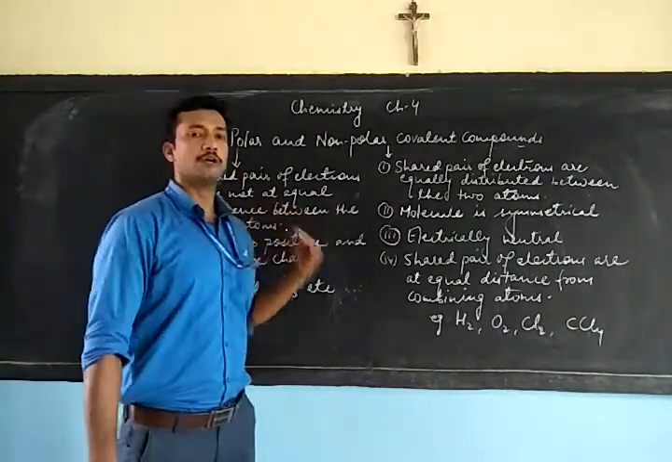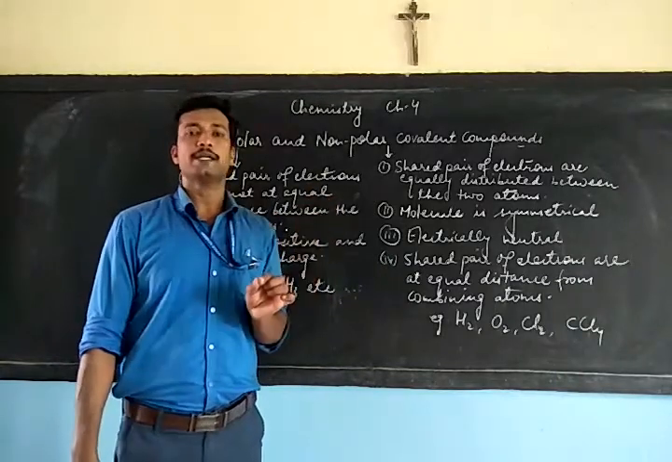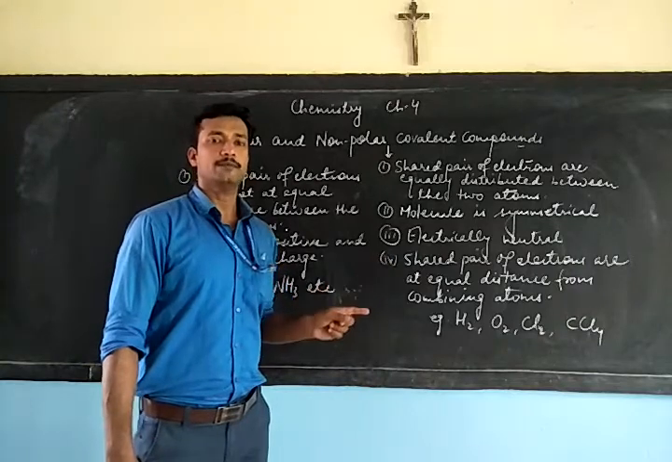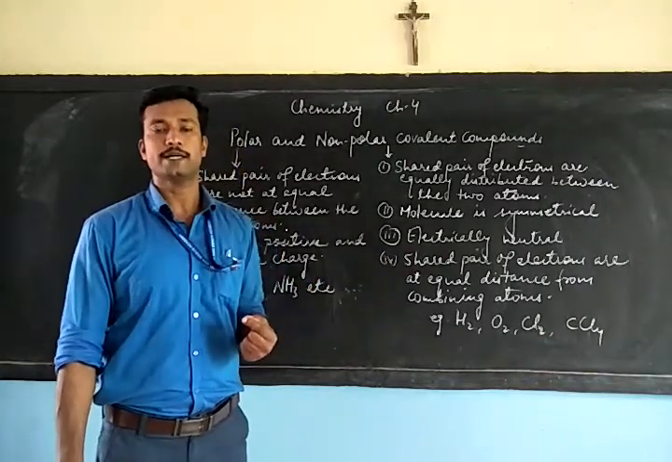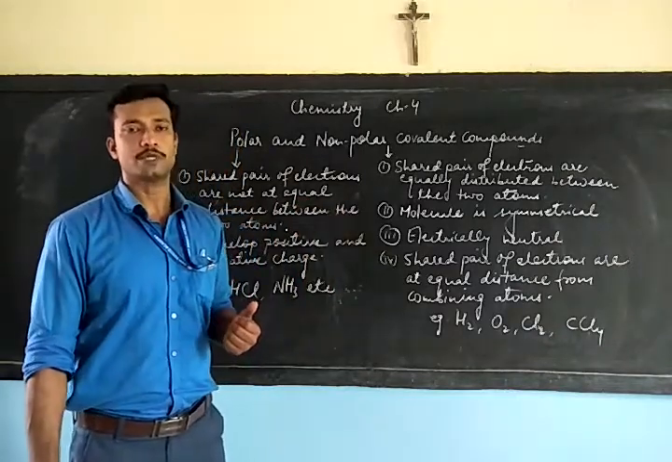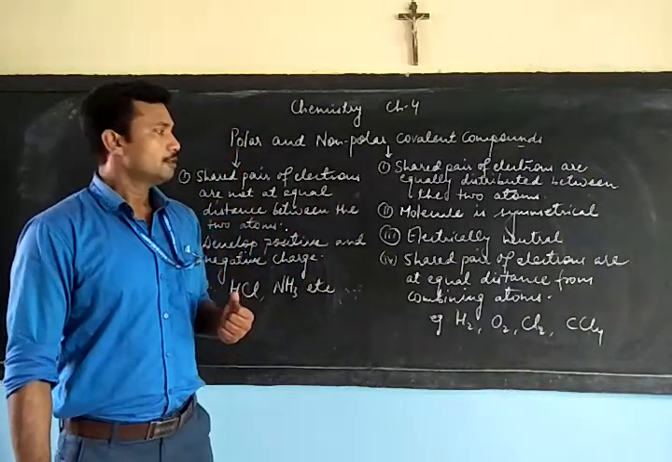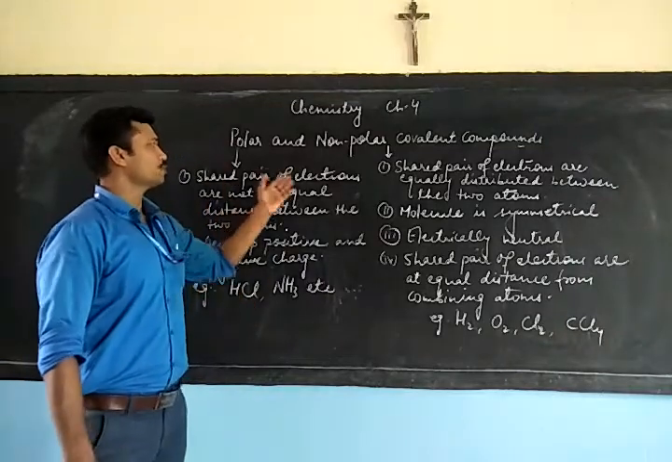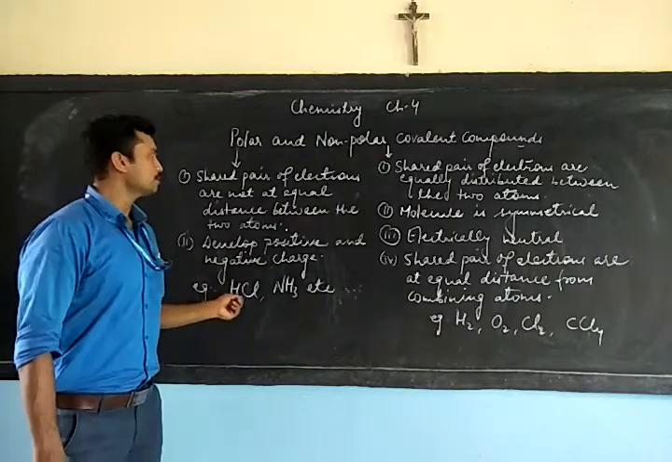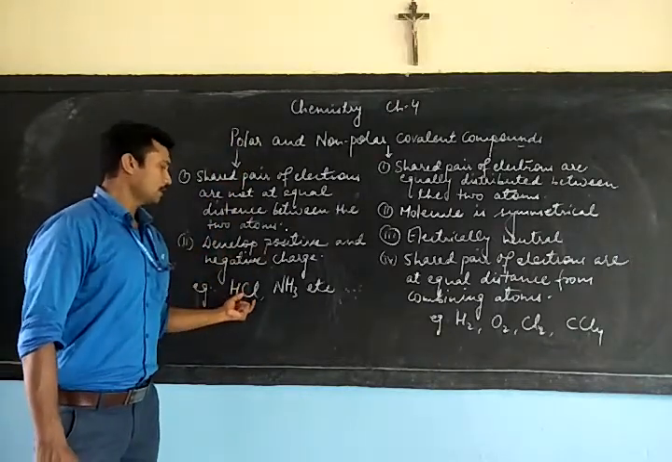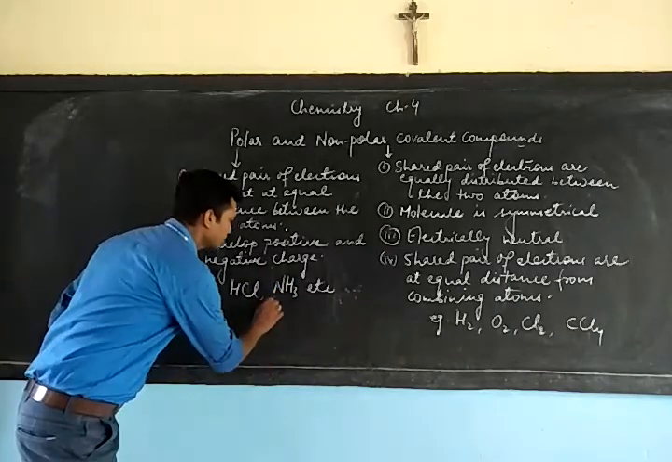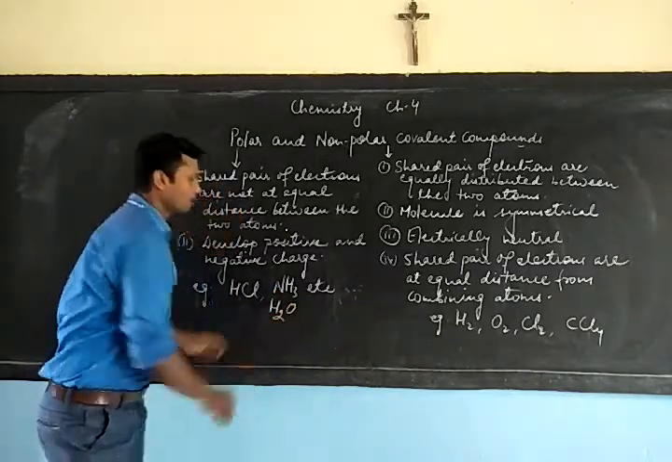And it happens because the combining atoms are not identical, where one of the combining atoms has more tendency to pull the shared pair of electrons towards itself. So as a result, the shared pair of electrons will not lie at equal distance. We have examples of polar covalent compounds like hydrogen chloride, ammonia, and even water is also an example of a polar covalent compound.